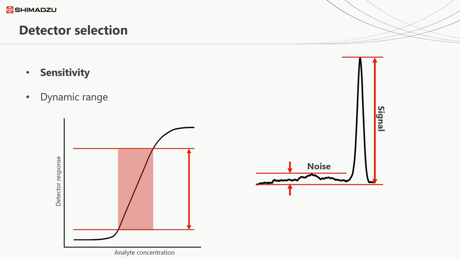Remember to also consider dynamic range. That's the smallest and largest concentration the detector can see. You'll need one that can encompass all your samples. You may also want to think about maintenance. Some detectors, like an FID or a TCD, require very little maintenance, while others, like SCD and MS, require more frequent cleaning.